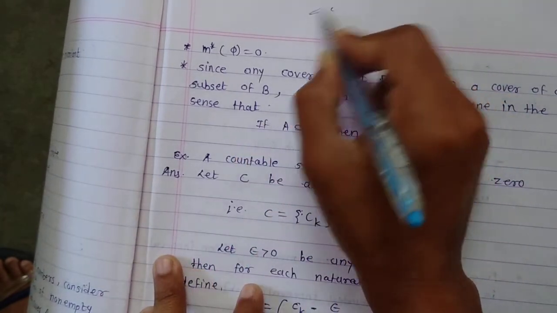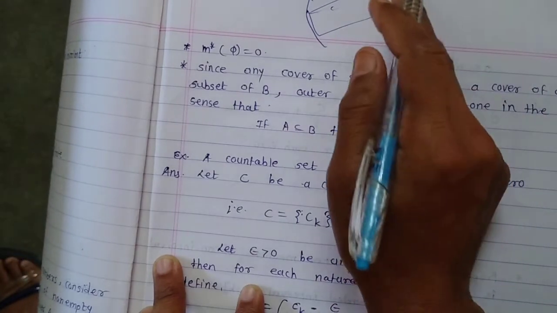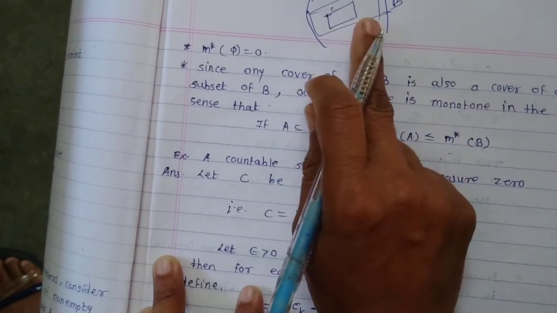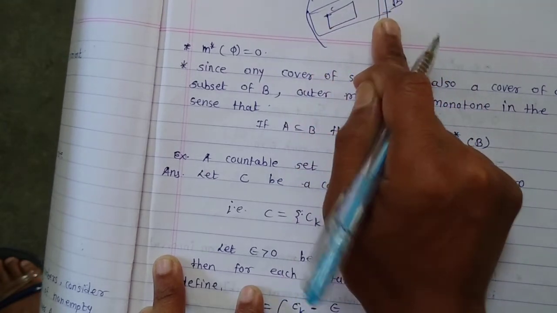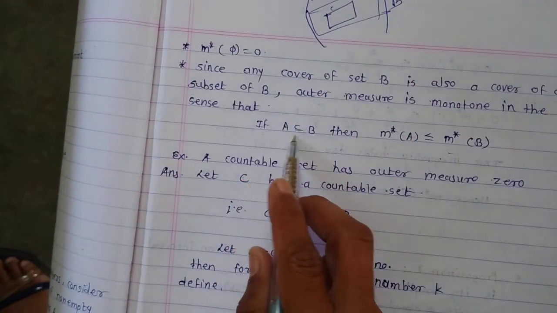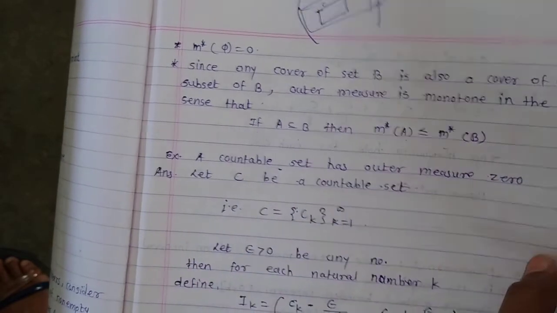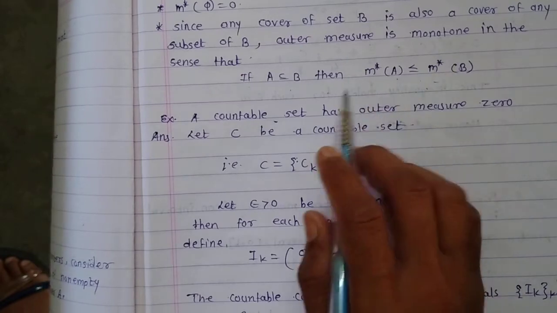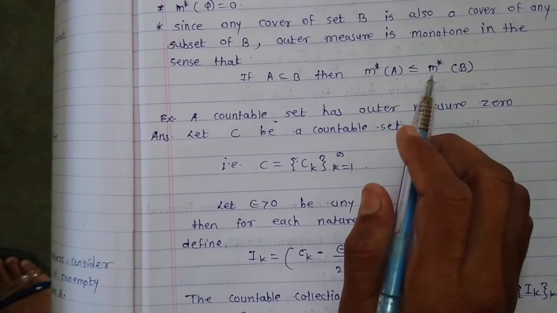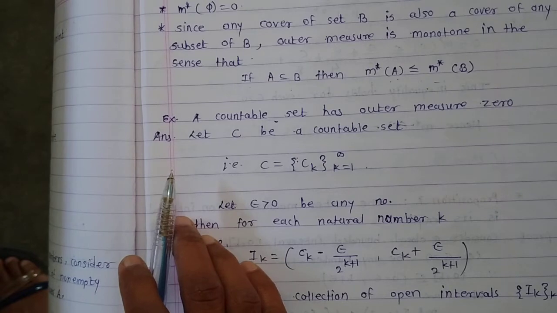Okay, suppose this is set B and there is a set, suppose this set C, which covers that B. Then suppose this A is a subset of that set B. If C covers B, then C obviously covers A. Therefore if A is a subset of B, then m star of A is less than or equal to m star of B. That means by that definition, the infimum of lengths of intervals which cover A is less than or equal to the infimum of lengths of intervals which cover B. Okay, see the example.